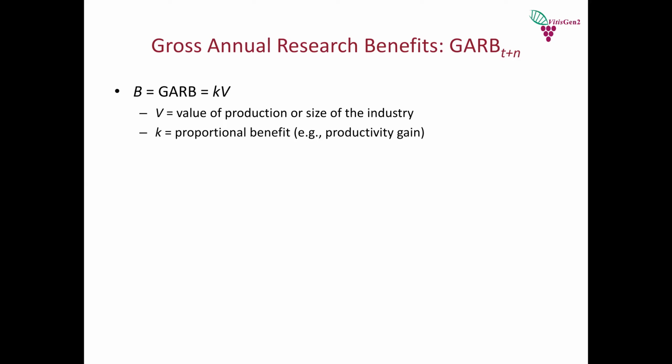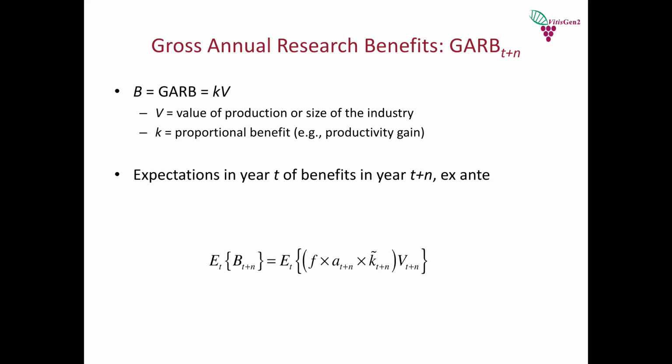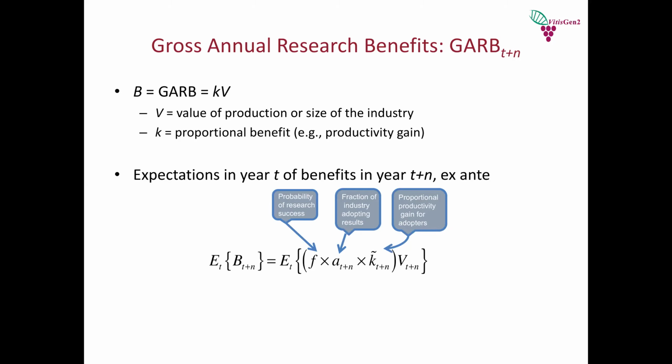And so the benefit in any particular year, gross annual research benefits, is equal to K, that proportional gain, times the value of production. This is looking forward, so we're thinking about the expectations in some future year of benefits per acre. And this is equal to the expectation, that's what the E with the subscript T stands for, times the probability of research success. This is very intuitive, I hope, but what are the odds of successful research? If we have a successful research project and it develops a useful new technology, what fraction of the industry adopts the results? And then for the adopters, what's the proportion of productivity gain? We multiply all those things together and scale that by the value of production. And that's our measure of gross annual research benefits.